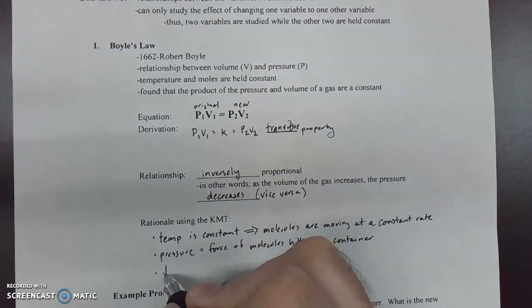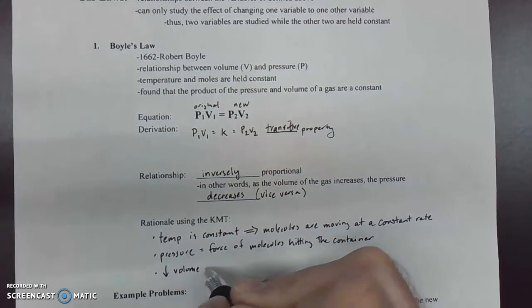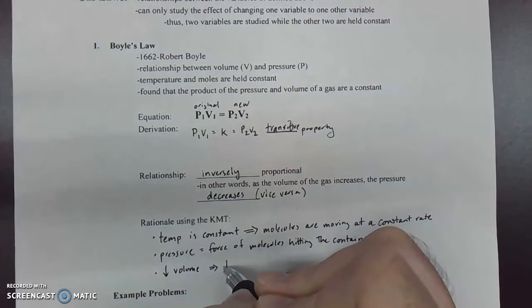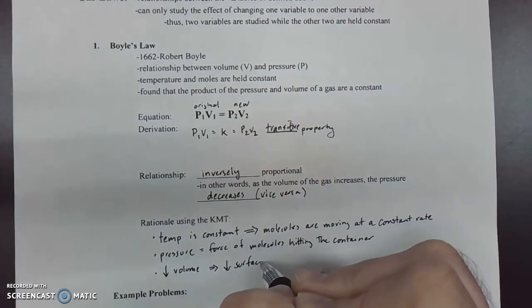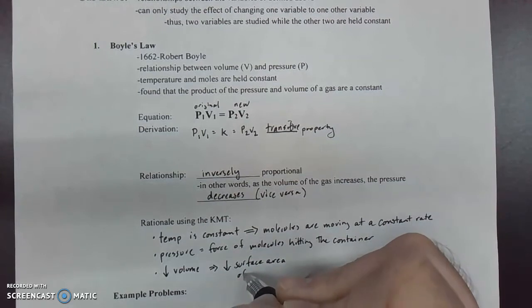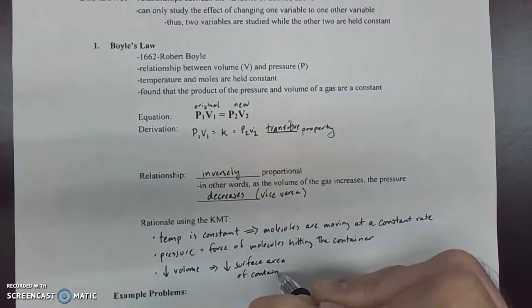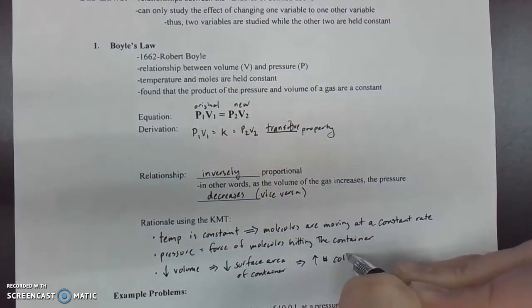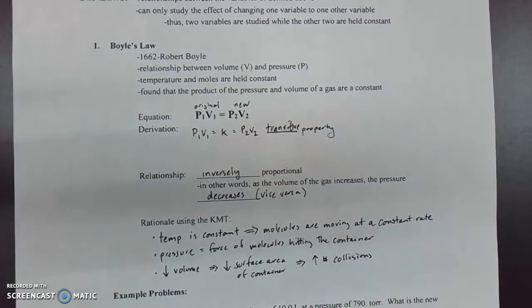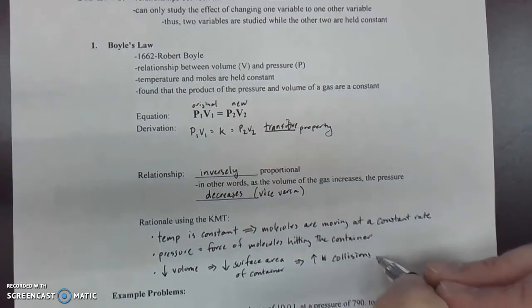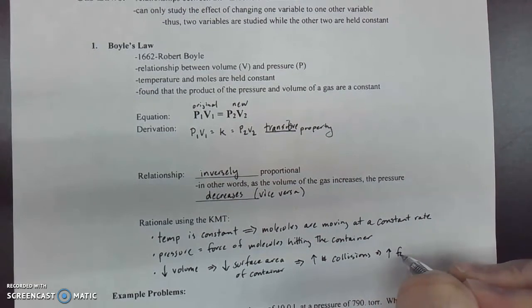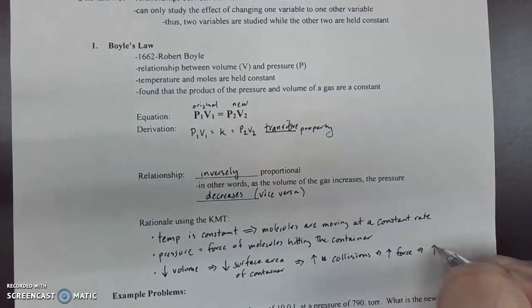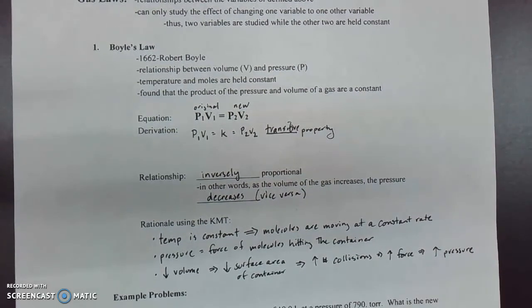So if we decrease the volume, that means that we decrease the surface area of the container. That means that we increase the number of collisions of the gas molecules on the container. Well, that increases the force, which then increases the pressure. So that means that a decrease in volume increases the pressure.